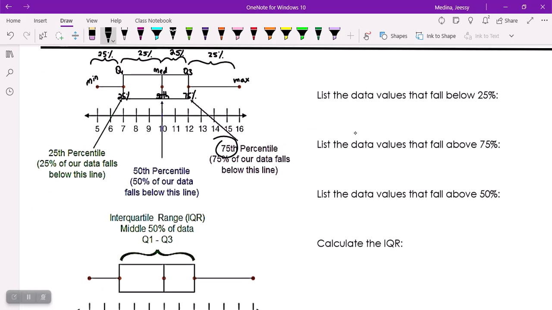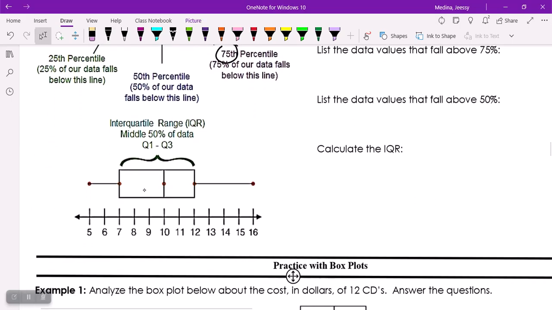You should know that the middle 50% of the data lies between Q1 and Q3. And this area is known as the interquartile range. The difference between 12 and 7 is known as the interquartile range. So far, so good? I guess we did this yesterday.